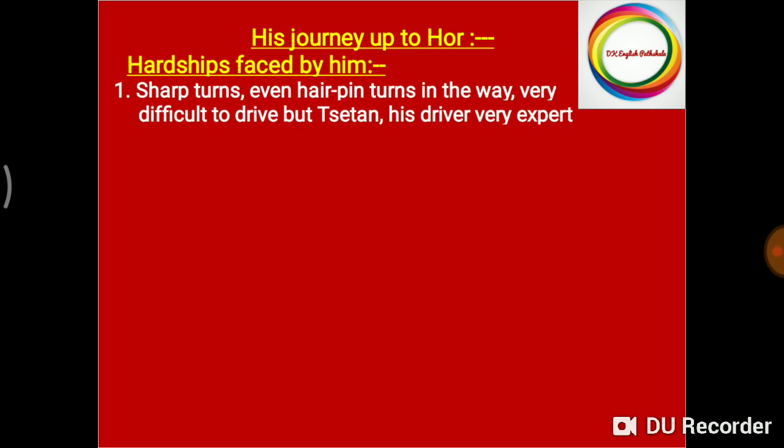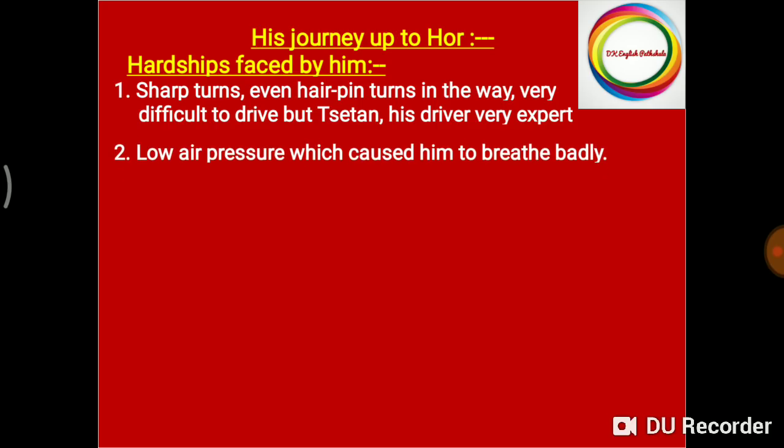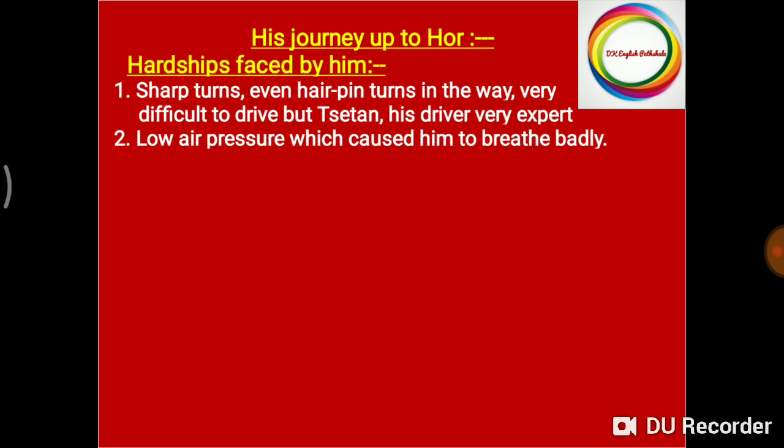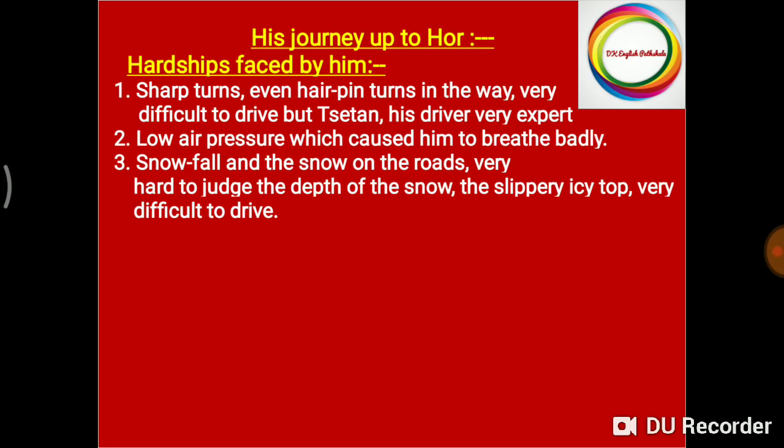Number 1, sharp turns. Even hairpin turns on the way, very difficult to drive. But Saturn, his driver, was very expert, so he could manage things. Number 2, low air pressure, which caused him to breathe badly, especially the narrator. Number 3, snowfall and the snow on the roads, very hard to judge the depth of the snow. The slippery icy top, which could be very dangerous. It was very difficult to drive. Again, all credit to Saturn, who was very expert.